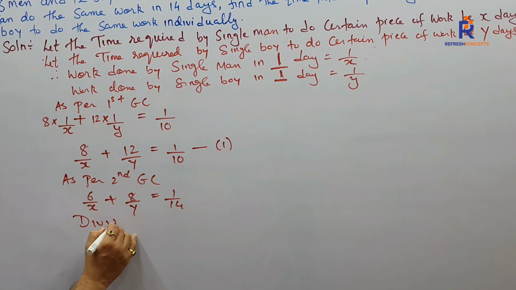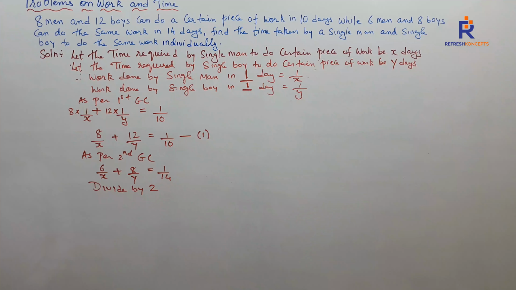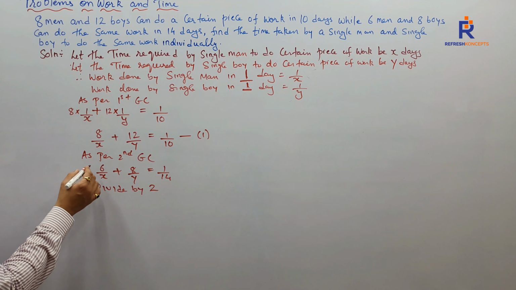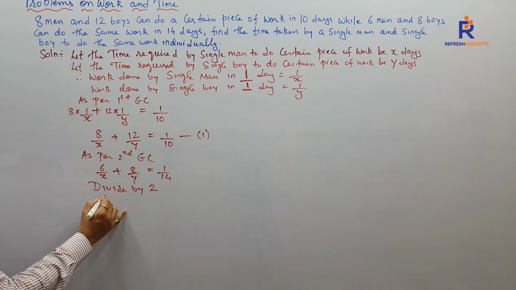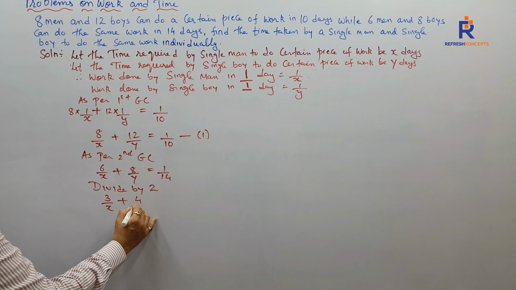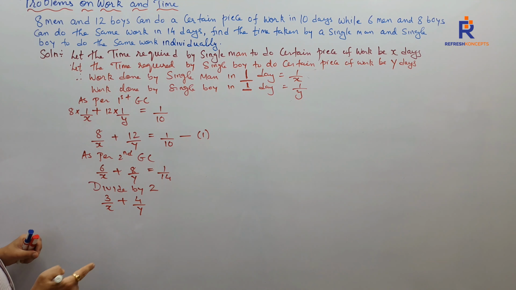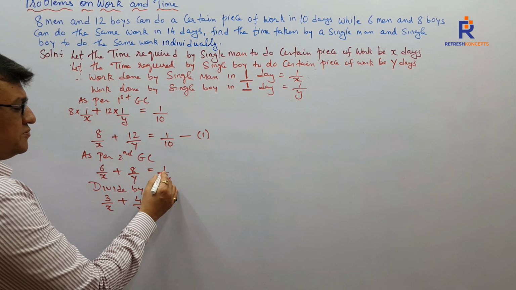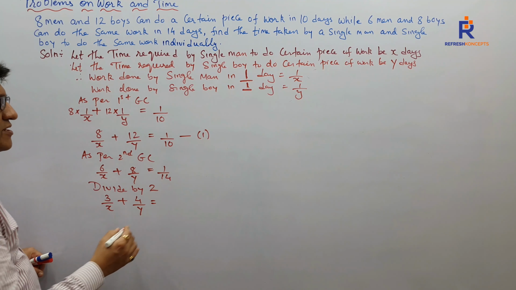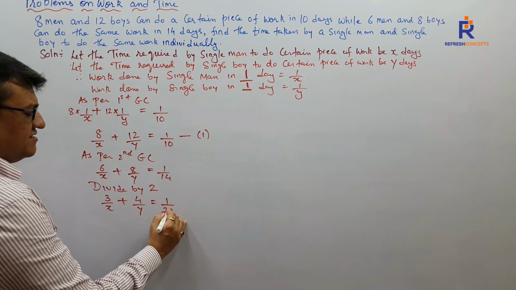Divide by 2. Now, when we divide by 2, only one care needs to be taken. When we divide this by 2, it's going to be 3 by x. When we divide this by 2, it's going to be 4 by y. When we divide this by 2, it's not going to be 1 by 7. In haste, you might say it's 1 by 7. It's going to be 1 by 28.